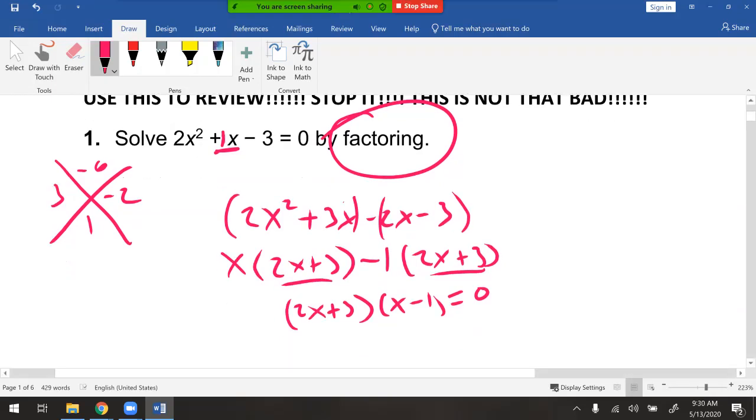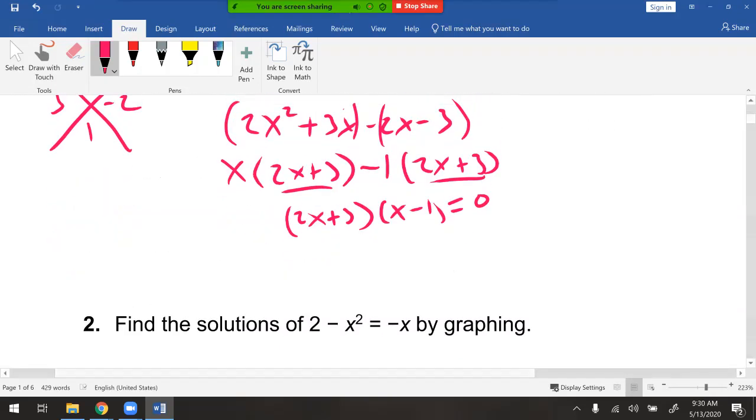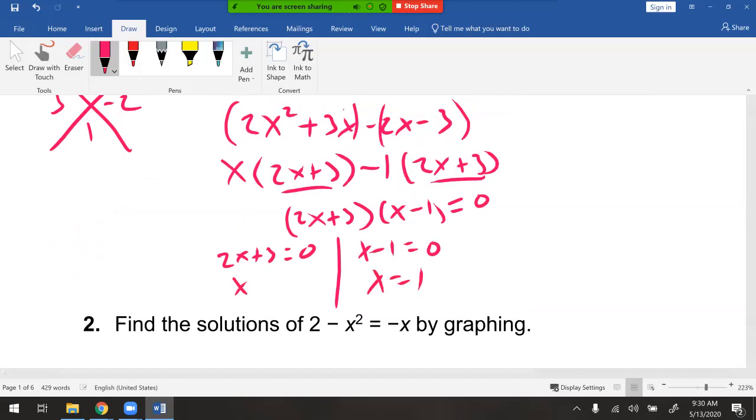Okay, once we find our two factors, we set them both equal to 0, as well as x minus 1, and we take the opposites. x equals 1, and then negative 3 over 2. Okay, here we go.